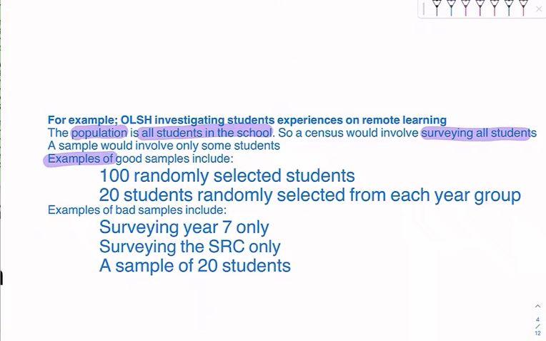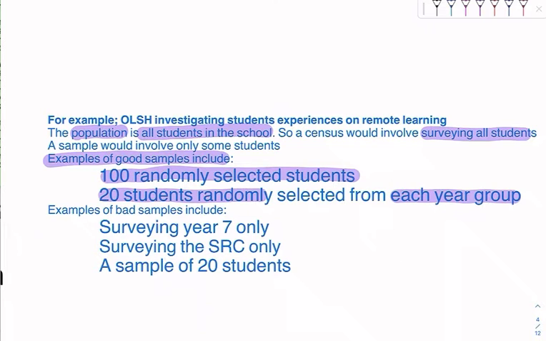So examples of good samples would include 100 randomly selected students. I put all the names of the students in a hat, pull out 100 of them, and then survey those students. That would be a good sample. Another one might be 20 randomly selected students from each year group. So I would have around 100 students by doing that method. I'd have 120, actually, because we only have 6 years at this school.